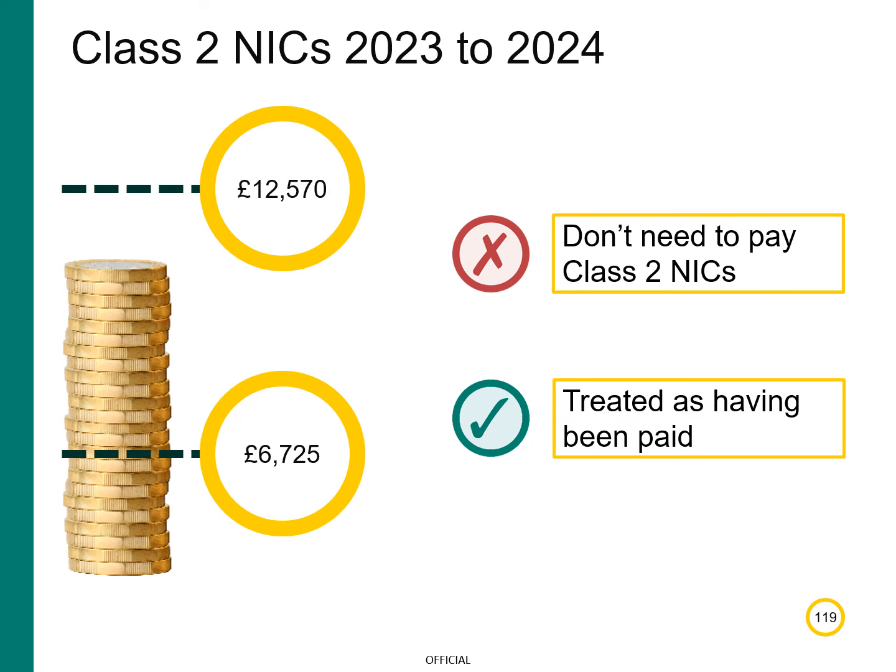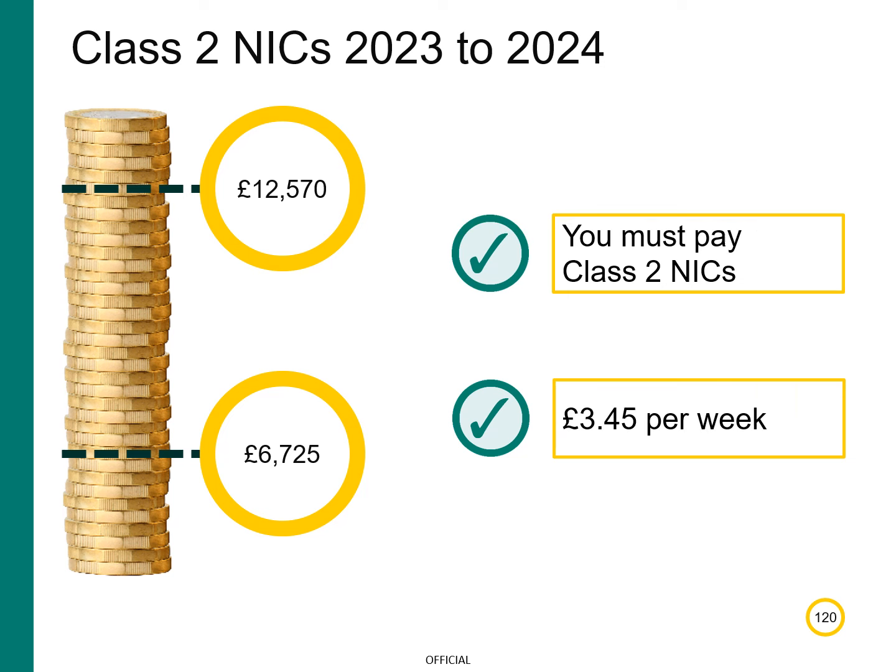If your taxable profits in 2023 to 2024 are from £6,725 up to the lower profits threshold of £12,570, you will not need to pay Class 2 NICs. Your contributions are treated as having been paid to protect your entitlement to state pension and certain benefits. If your taxable profits are more than £12,570, you must pay Class 2 NICs. For 2023 to 2024, that's £3.45 per week.